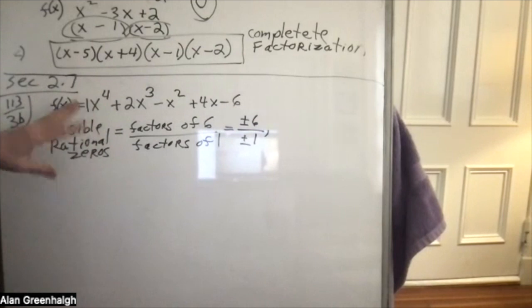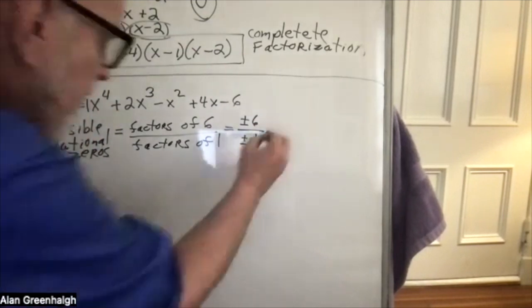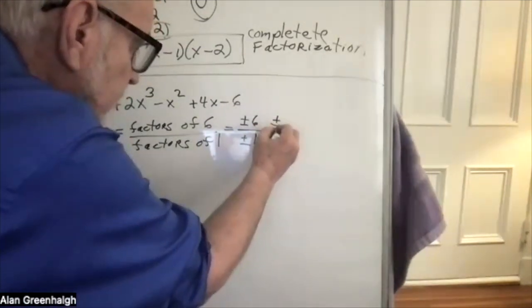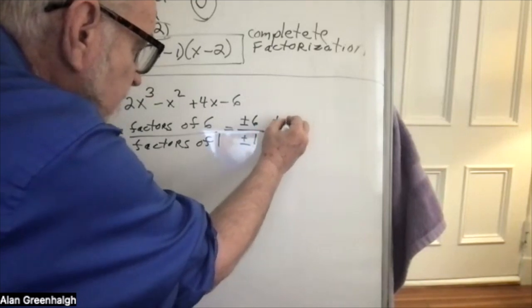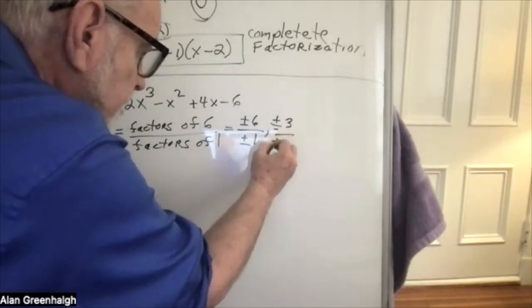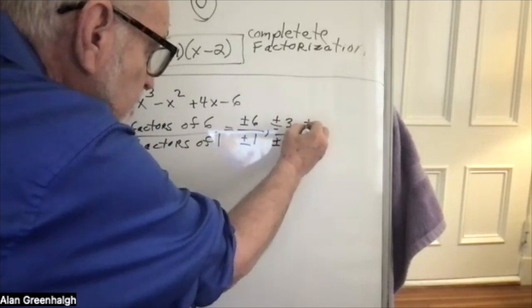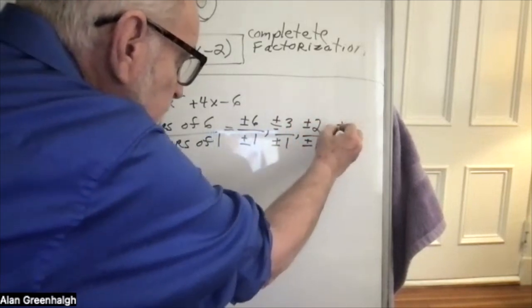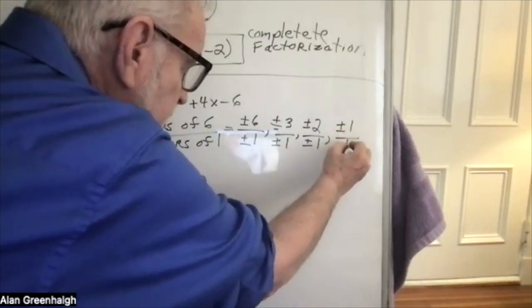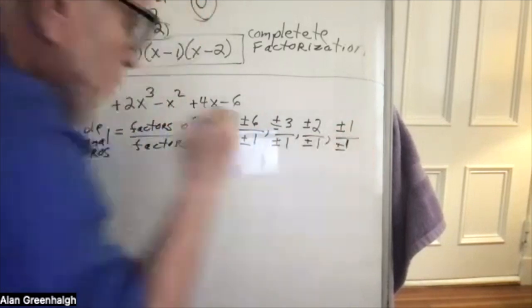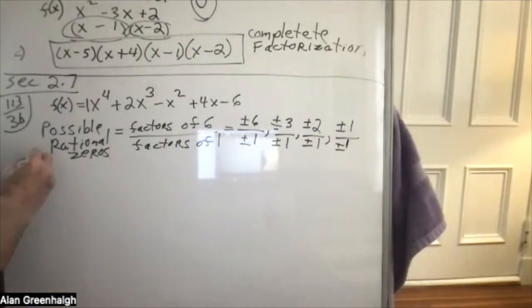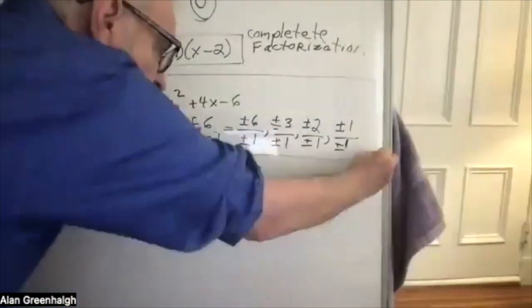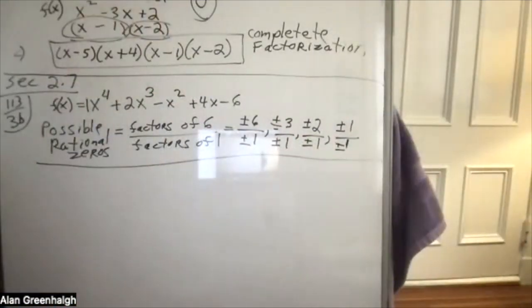You have to take into account the positive and the negative. Plus or minus 3 divided by plus or minus 1. Plus or minus 2 divided by plus or minus 1. Plus or minus 1 divided by plus or minus 1. In other words, these are all the possible rational zeros. That's not a hard problem.